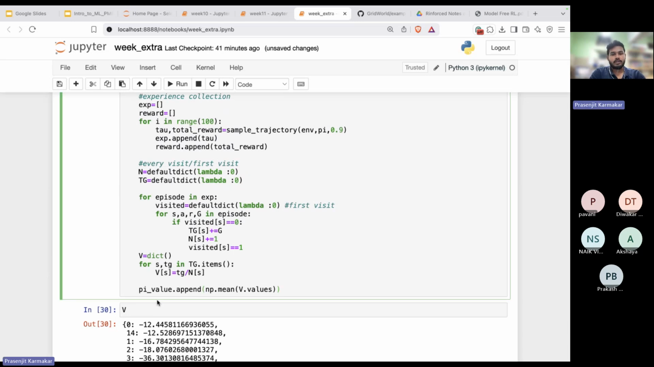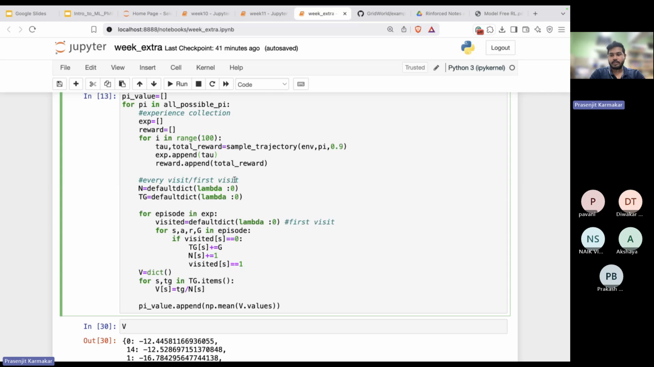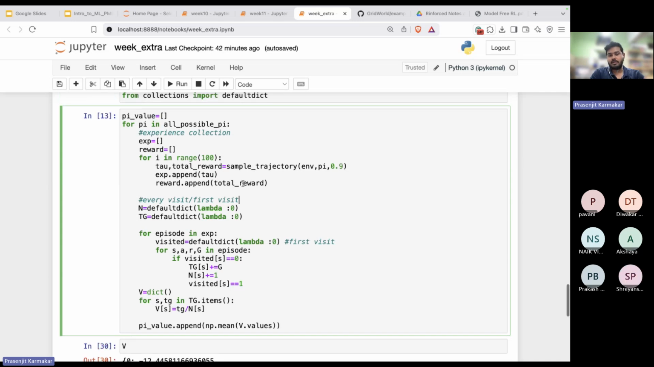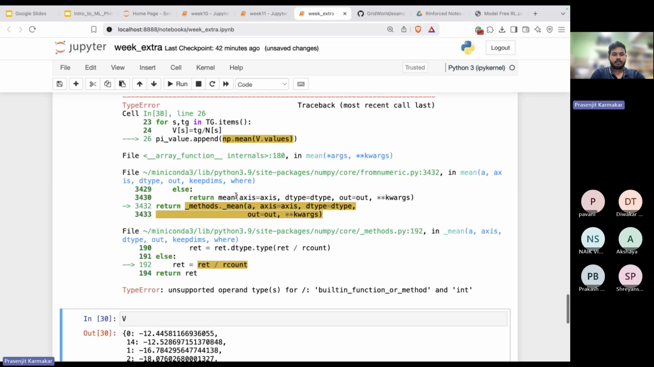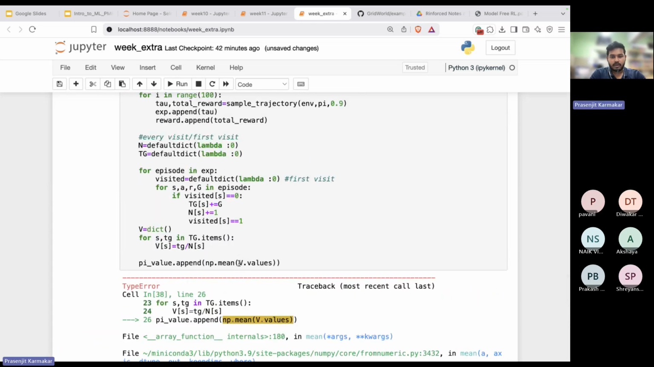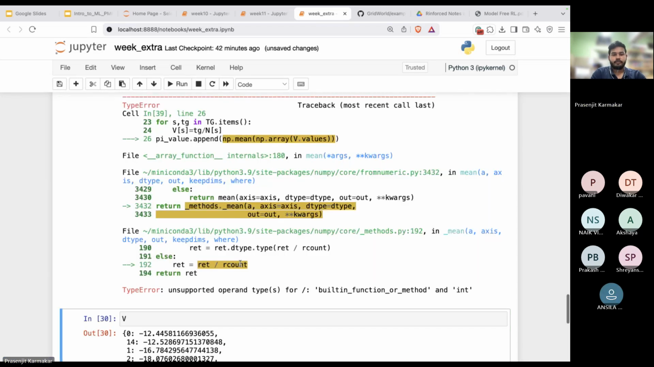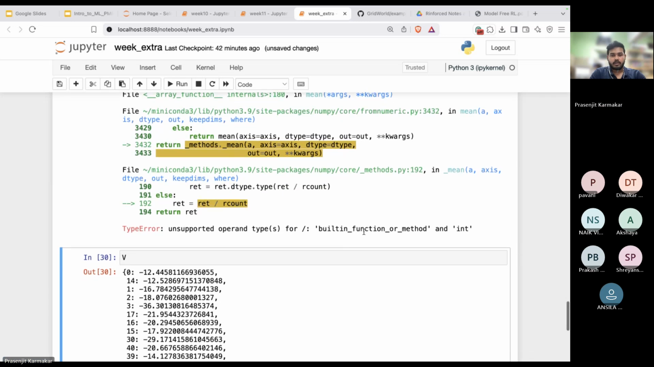Now if I just loop this, we are collecting only 100 episodes, right? And we are looping through all the possible policies. And we are not considering any dynamics. We are taking action in the environment and based on that evaluating how good or bad my policy is, right? So run. What was the problem? Okay, so we cannot do mean. Maybe we have to cast it to an array first. Unsupported operand divided by built-in method for integers.